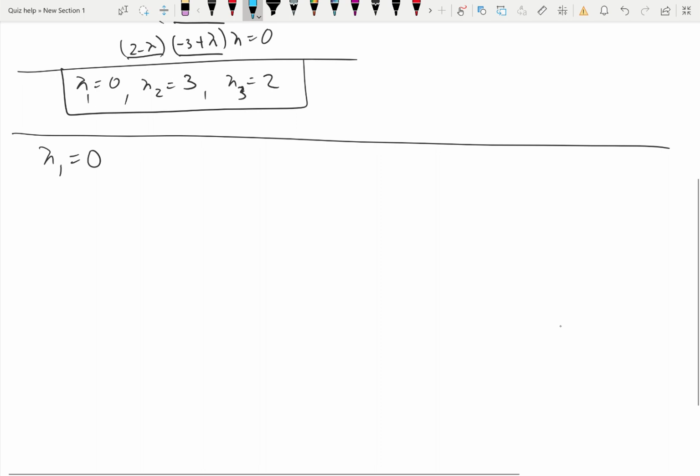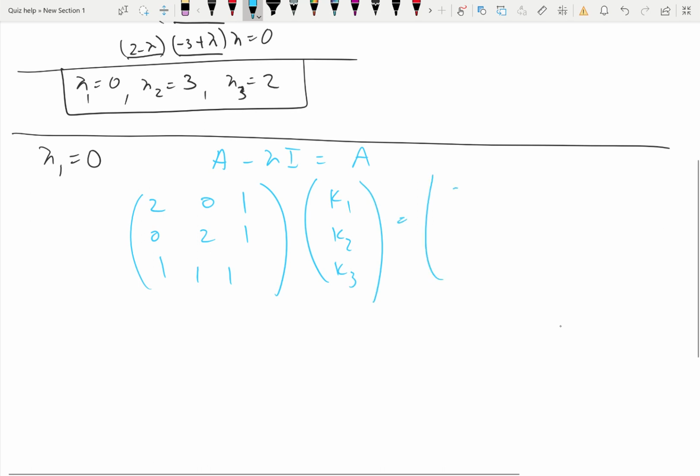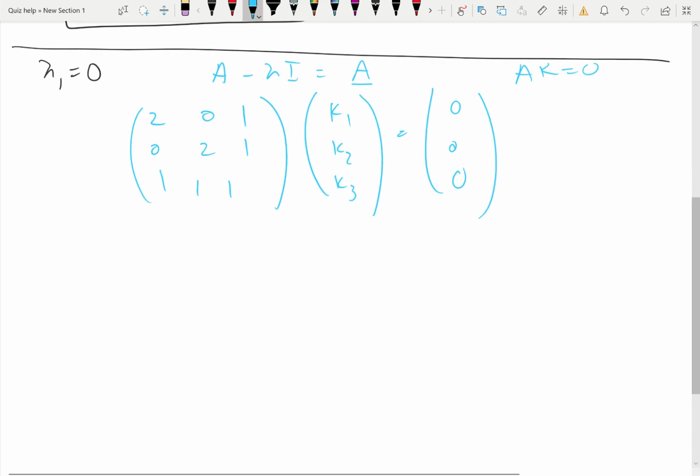Okay, so we want to write A minus lambda I. Here it's A minus 0 I, which is A minus nothing. It's just A, right? 0 times I is 0. So you are working with A. A is actually 2 0 1; 0 2 1; 1 1 1. You want to solve this equation for little k and find that eigenvector. Again, A minus lambda I is A, so you want to solve Ak equal to 0 to find the eigenvector. Now we use Gaussian elimination because that's the convenient and the easiest.